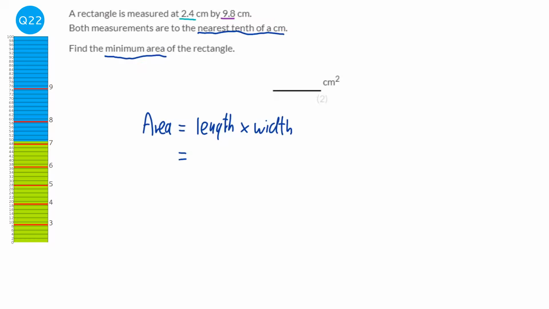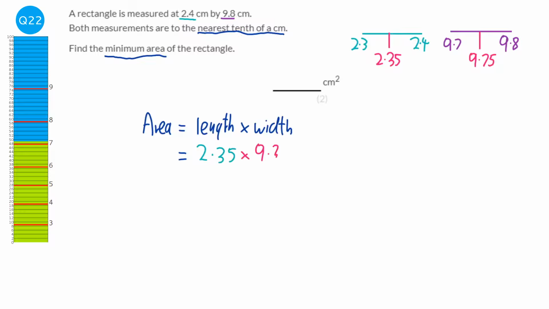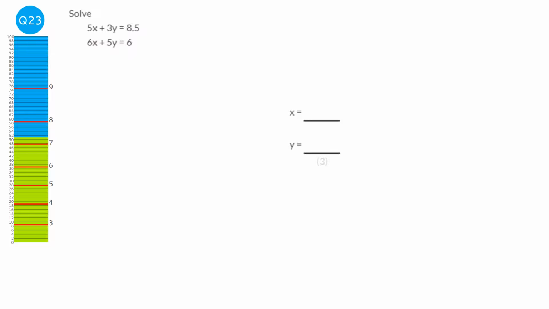So we can do some quick number lines here to find what the minimum would be for both of these. So for 2.4, the next number down would be 2.3, and we just find the halfway point. Halfway point would be 2.35. And similarly with 9.8, next one down would be 9.7. Halfway point would be 9.75. So we're going to find the length, which is 2.35, times it by the width, which is 9.75. Let's just do that a bit nicer. And that gives us the answer of 22.9125. So it'd be 22.9125 centimeters squared.